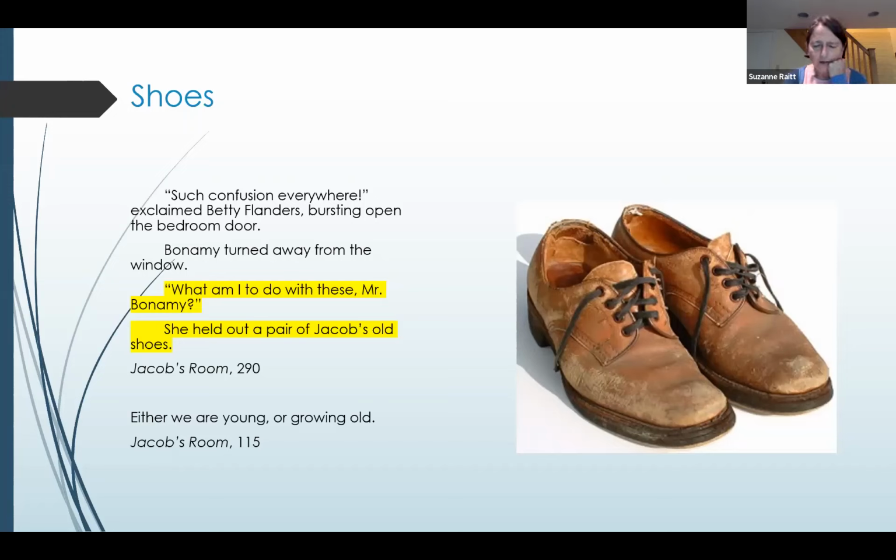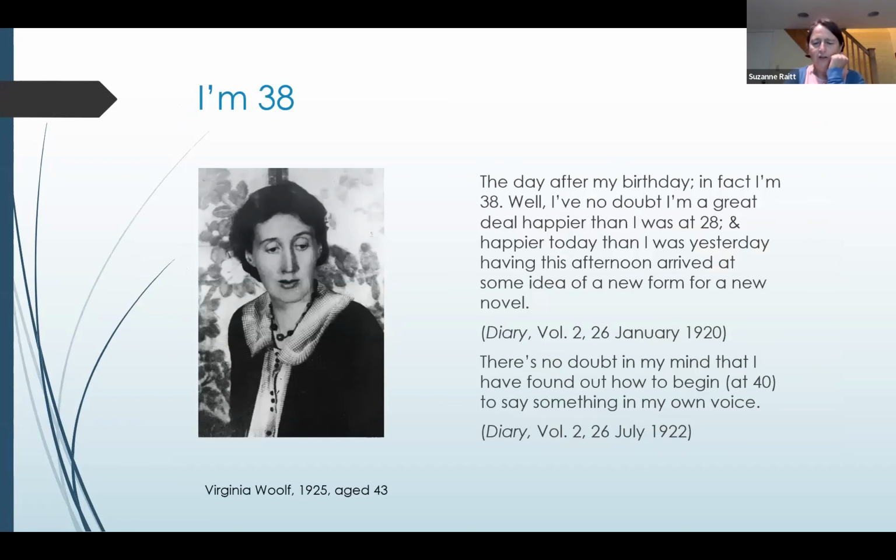Woolf in particular felt herself growing old while she was writing Jacob's Room. She started to imagine the novel the day after she turned 38, and she noticed. In January 1920, she wrote in her diary, "The day after my birthday. In fact, I'm 38. Well, I've no doubt I'm a great deal happier than I was at 28, and happier today than I was yesterday, having this afternoon arrived at some idea of a new form for a new novel."